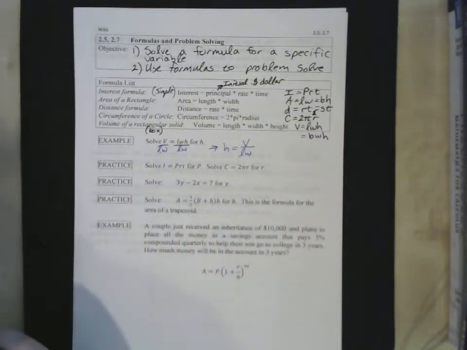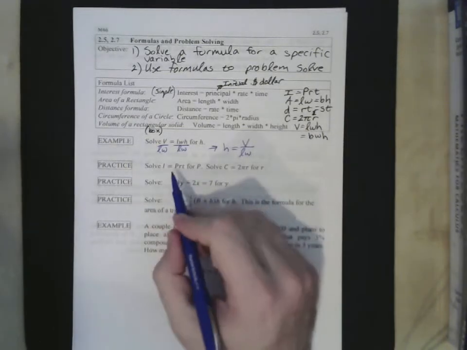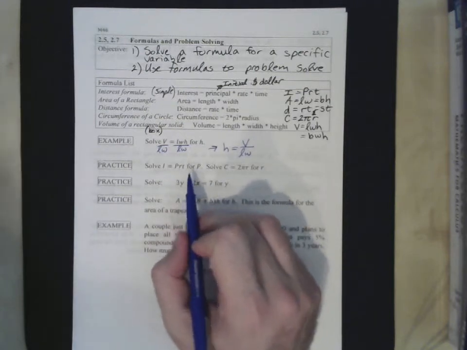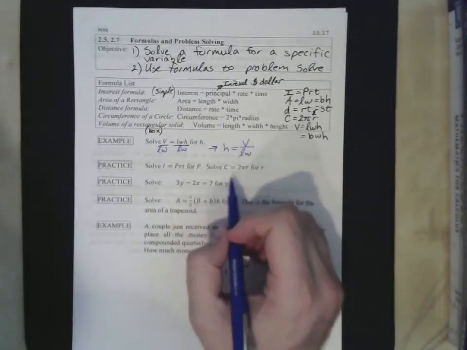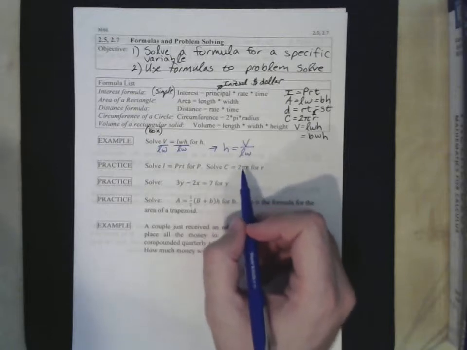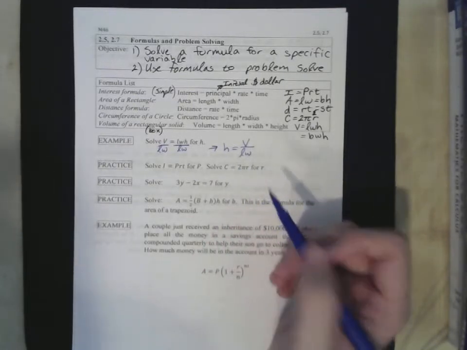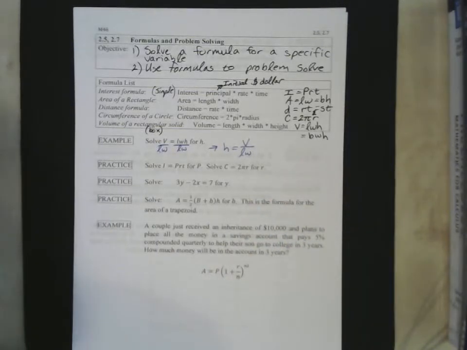There's a couple practice ones here. None of these are designed to be difficult, just get you used to having to solve for other things, because a lot of times, like with the interest formula, we want to know the principal because we know the rate and we know how long it is. Or with circumference, we know what the circumference is and we need to use that to solve for r, because pi is a known number. It's 3.14 and so on.